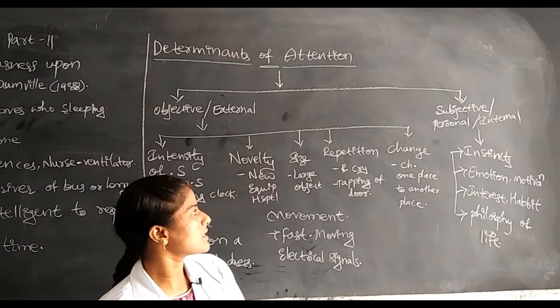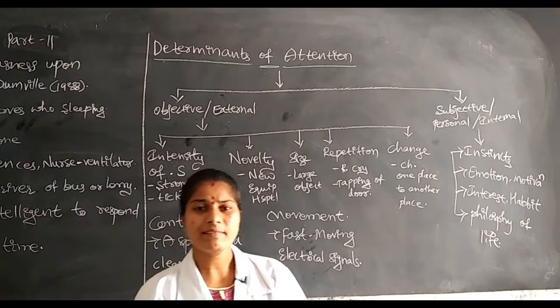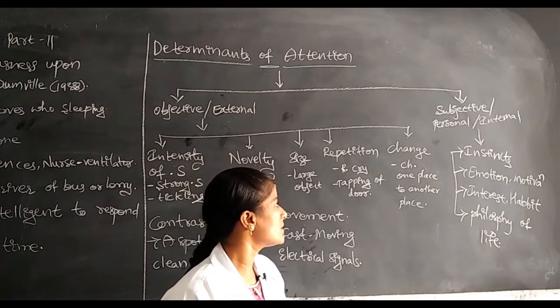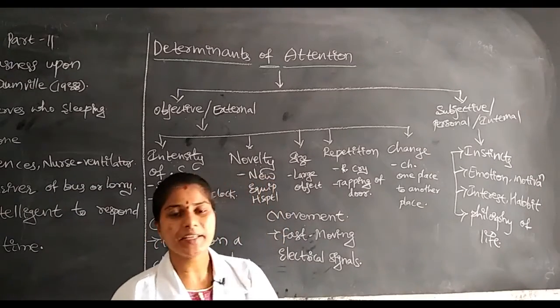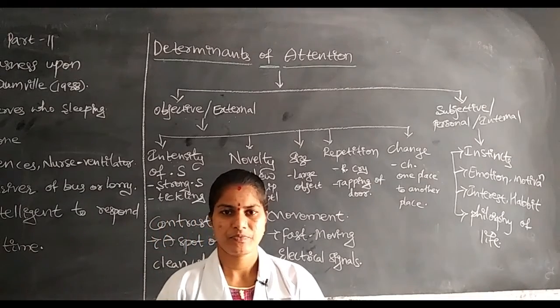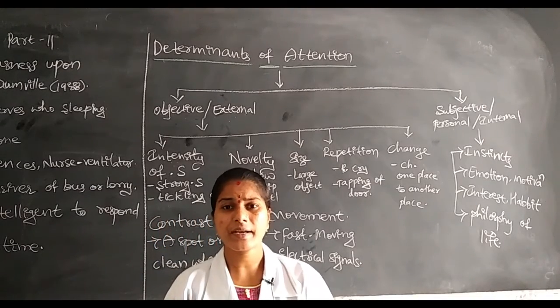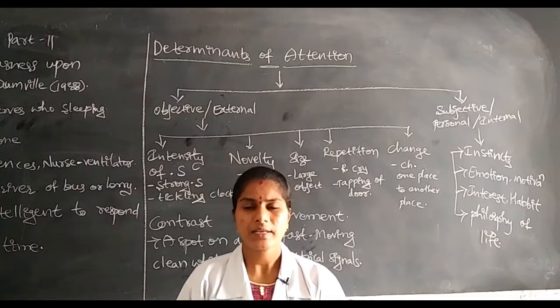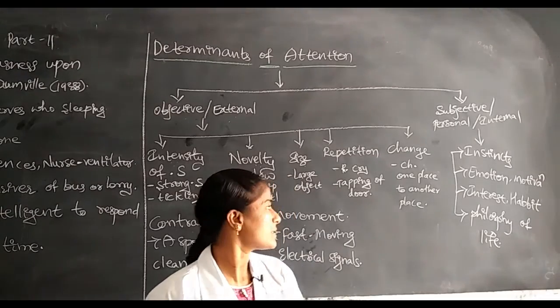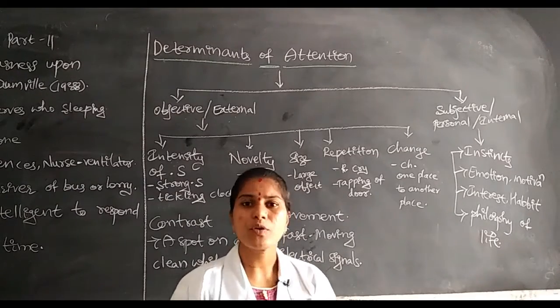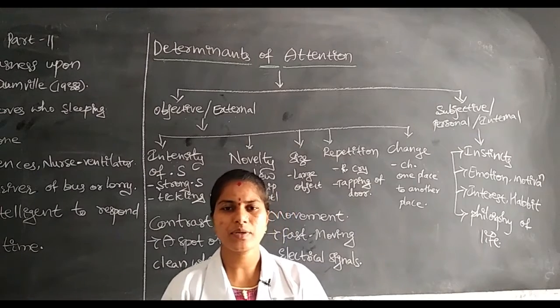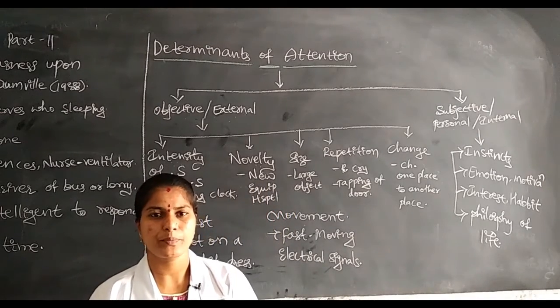Next another one is the repetition. In repetition, for example, the repeated crying of children. They cry again and again, or sometimes there is tapping on the door. Many times they keep tapping on the door.